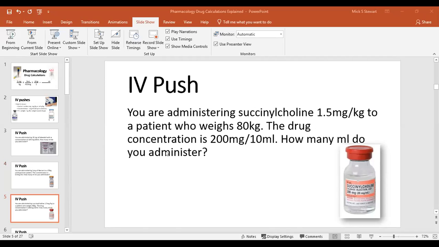So again, we're going to be giving 1.5 milligrams per kilo to an 80K patient. We have a drug with a concentration of 200 milligrams in 10 mLs. How many milliliters do we administer?